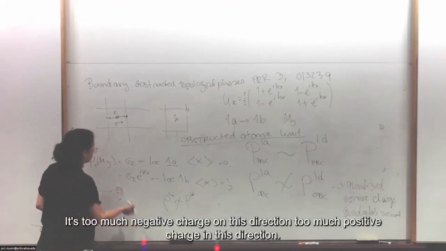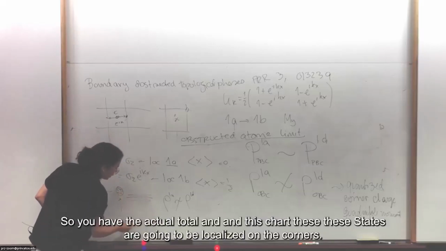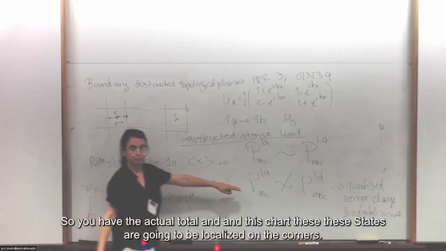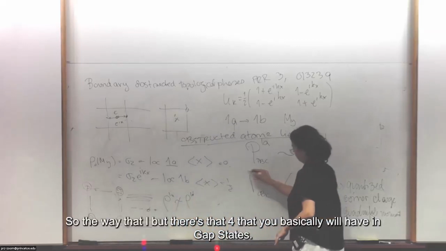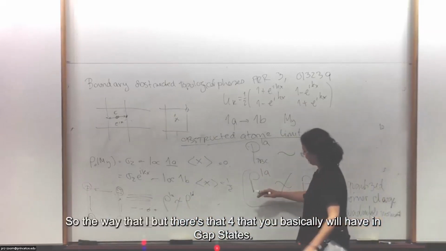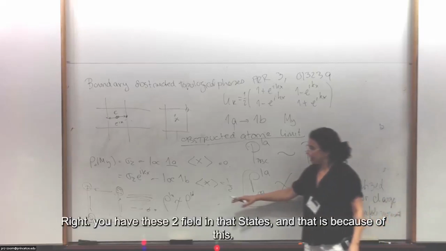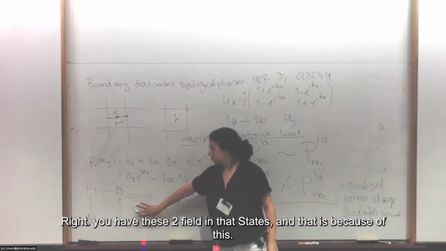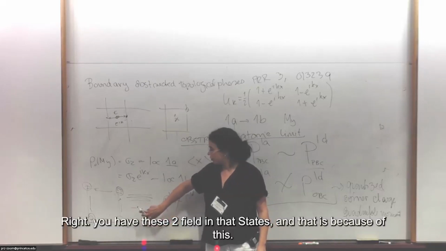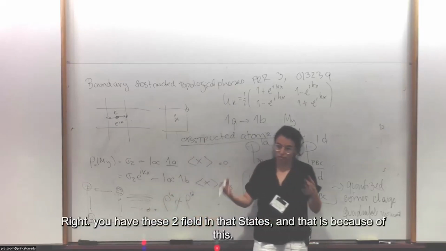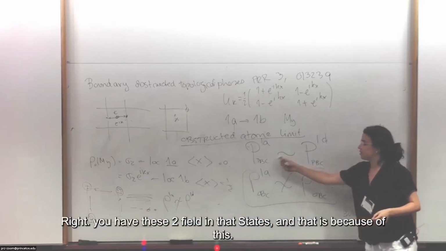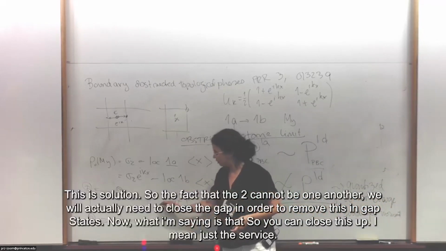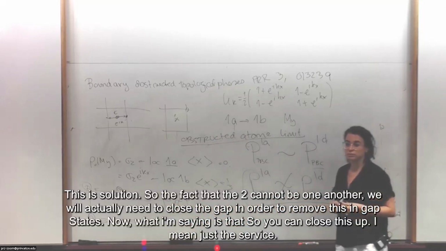So what I said before is that you basically will have in-gap states, right? You'll have these two filled in-gap states, and that is because of this condition: the two cannot be directly connected to one another, so you will actually need to close the gap in order to remove these in-gap states. Now, what I am saying is that if you put periodic boundaries, you wouldn't. You can close this gap by being just a surface gap. So these two phases, with periodic boundary conditions, you could move them from one to the other. With open boundaries you can't, and you actually have boundary states to separate them.